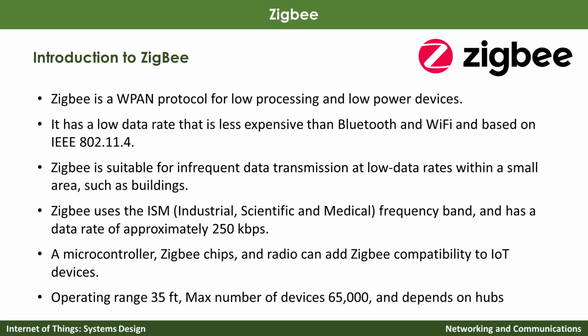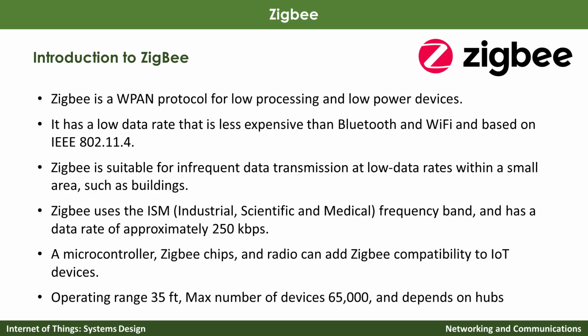Zigbee is a wireless personal area network protocol with low processing and low power devices. It also has a low data rate and it is less expensive than Bluetooth and Wi-Fi. Zigbee is suitable for infrequent data transmission at a low data rate within small areas such as buildings, so it is good for industrial usage.